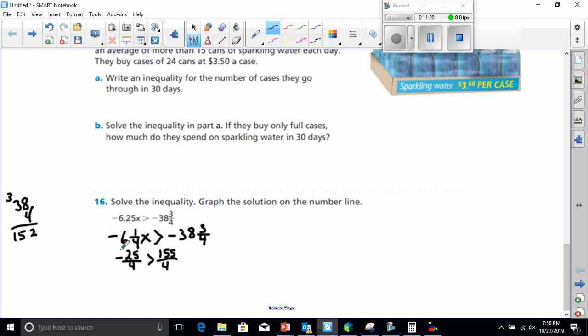Now, in order to do this, I have to remember there's an x over here. I have to remember I'm going to have to multiply this by the inverse. The inverse of negative 25 over 4 is negative 4 over 25. And I'll multiply this to this side, which will cancel all this out and leave x by itself. And I've multiplied by a negative number. So that means my symbol has to be turned around. And now whatever I've multiplied to one side, I have to multiply to the other.